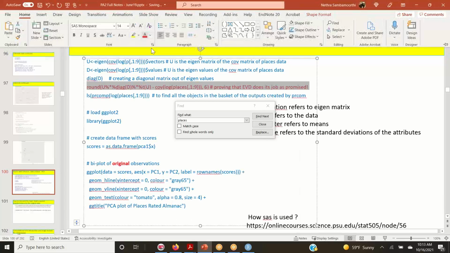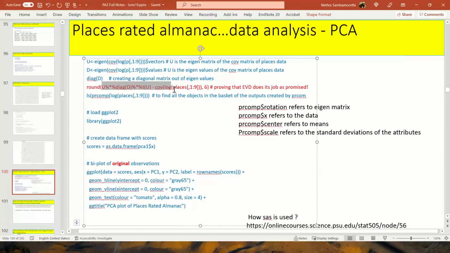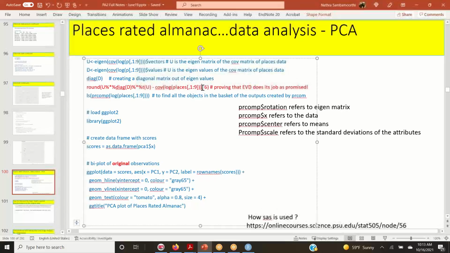Does that make sense to you? Yes, it does. Okay, that's what you were asking, right? I put a round because otherwise it will become e to the power minus 16 or 17, which is not immediately catching our imagination. So I put the rounded value of this minus the covariance matrix of the original data, which is exactly the same.